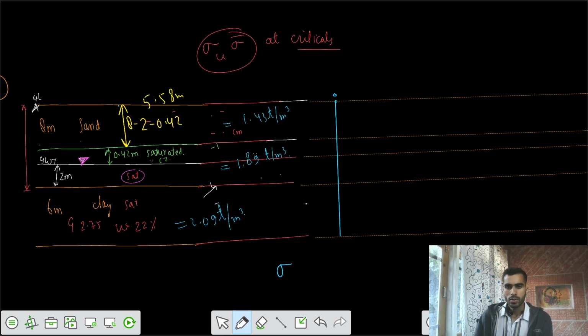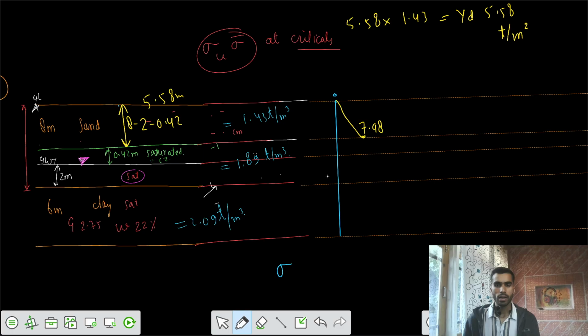So the stress at this location would be 5.58 into your unit weight of 1.43, that is the dry unit weight. So this equals gamma dry into 5.58 meters. That value comes to 7.98 tons per meter square. And after that, this is going to remain constant for all the soils below that.